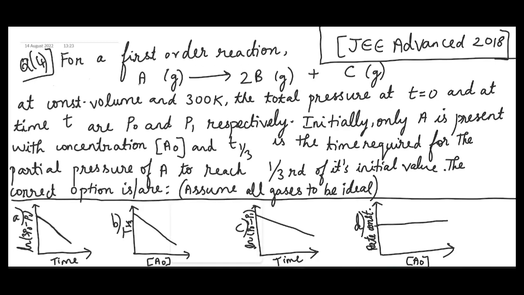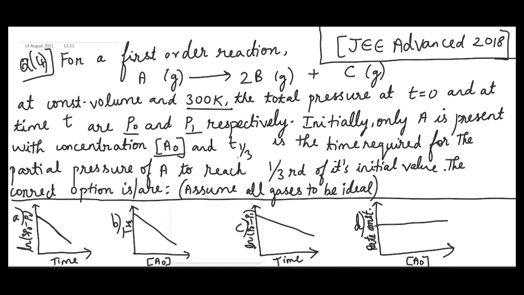So for a first order reaction, they have given A gives 2B plus C at constant volume and 300 Kelvin. So the temperature is given to be 300 Kelvin. And the total pressure at time t equal to 0 and at time t are P0 and P1 respectively. So P0 is the initial pressure and P1 is the final pressure at time t. Now initially only A is present with concentration A0. So initial concentration is A0 and T1 by 3 is the time required for the partial pressure of A to reach 1/3 of its initial value.